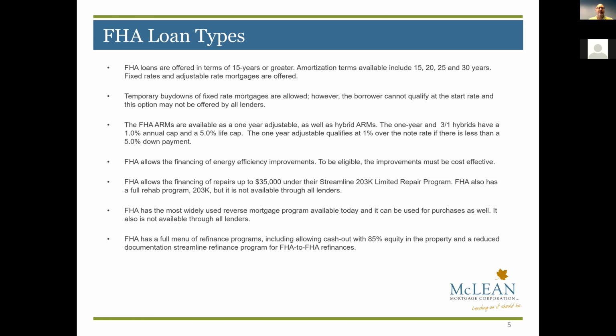FHA loans are offered in 5-year increments, starting at 15 all the way up to 30. 30 is the most common one we deal with on the market. Periodically, we get into 15 and 20 and 25. Temporary buy downs are allowed, but most of the time we have to qualify them at the higher rate, so most people don't even do that. And with where rates are right now, it doesn't make sense.